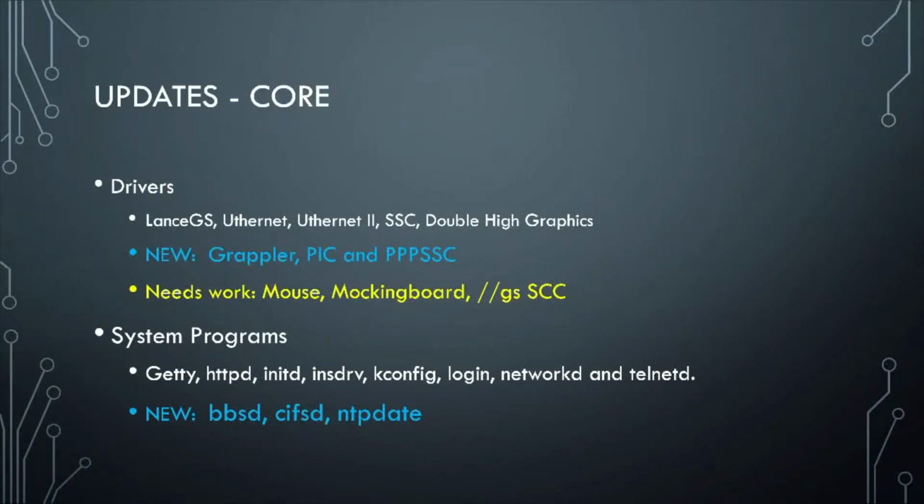Let's take a look at what's new. Last year, I covered many of the drivers that we have already made available. You will see several of these in use during the demos. New this year are Grappler and parallel interface drivers to add printer support. And lastly, we are working on a PPP driver to allow you to connect your Apple to the internet with a Super Serial Card and your own PPP server. We're still looking for someone who could take the Super Serial Card driver and adapt it to work with the SCC chip found in the 2GS. And if anyone is familiar with the Mockingboard, we could use a hand finishing that driver as well.